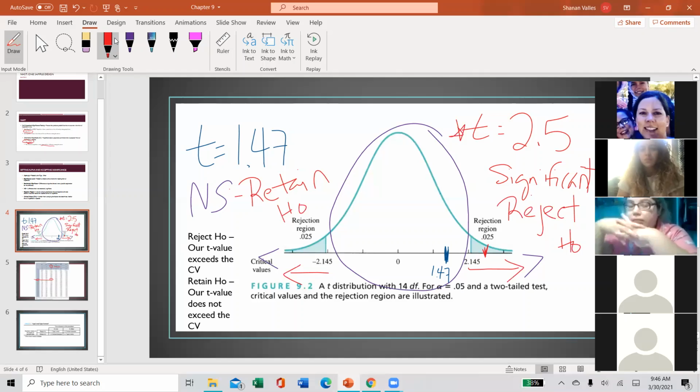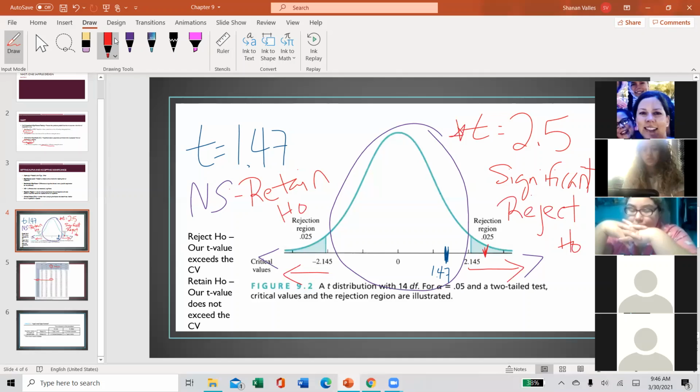Retaining the null hypothesis is not a bad thing. You just don't get to reject it just yet, okay? And maybe I was a little harsh when I said I don't like how he uses the word retain.